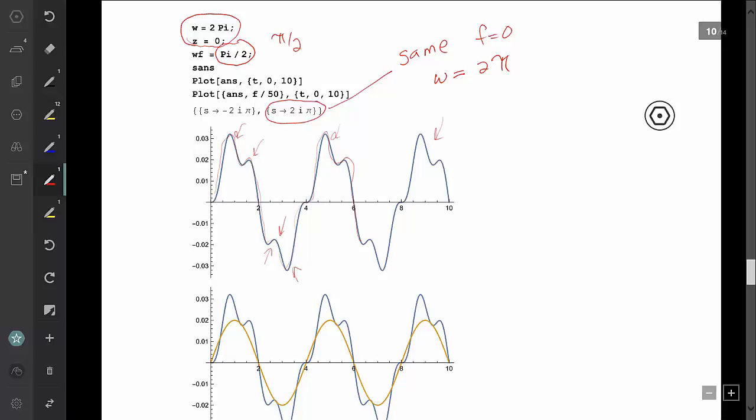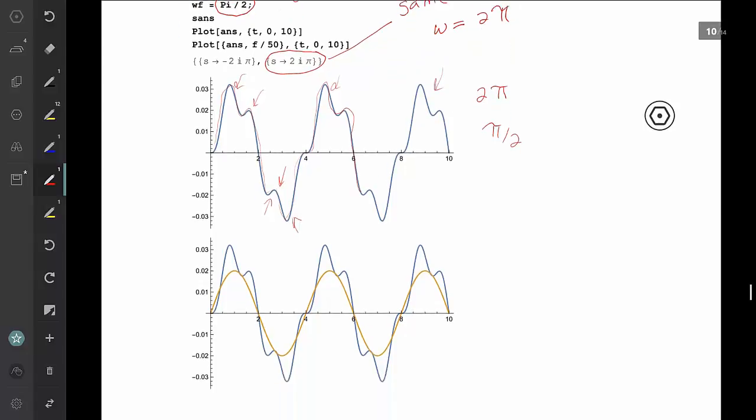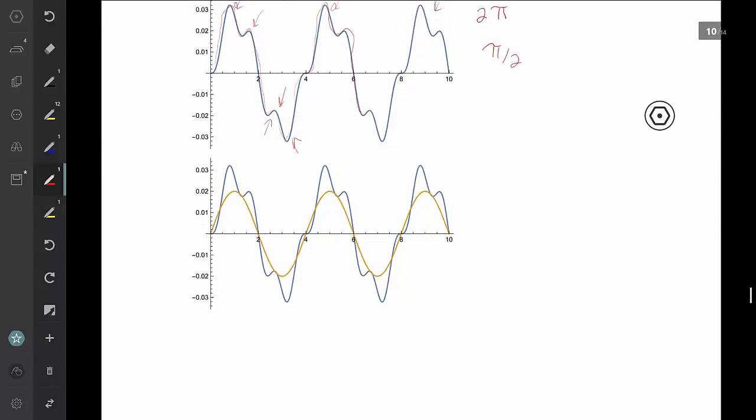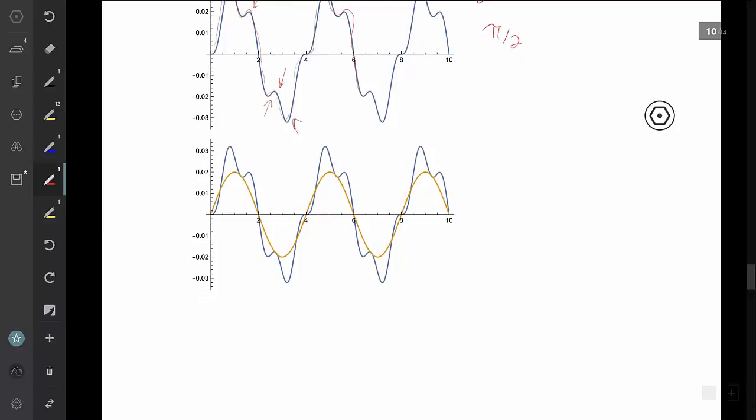So there's basically at least 2 frequencies that are making this up. What are the 2 frequencies that are making it up? One is the natural, and the other one is the forcing. It's a little hard to see what's happening when there's no damping, but the point is that there will be 2 frequencies in there. One is the natural, and one is the forcing.